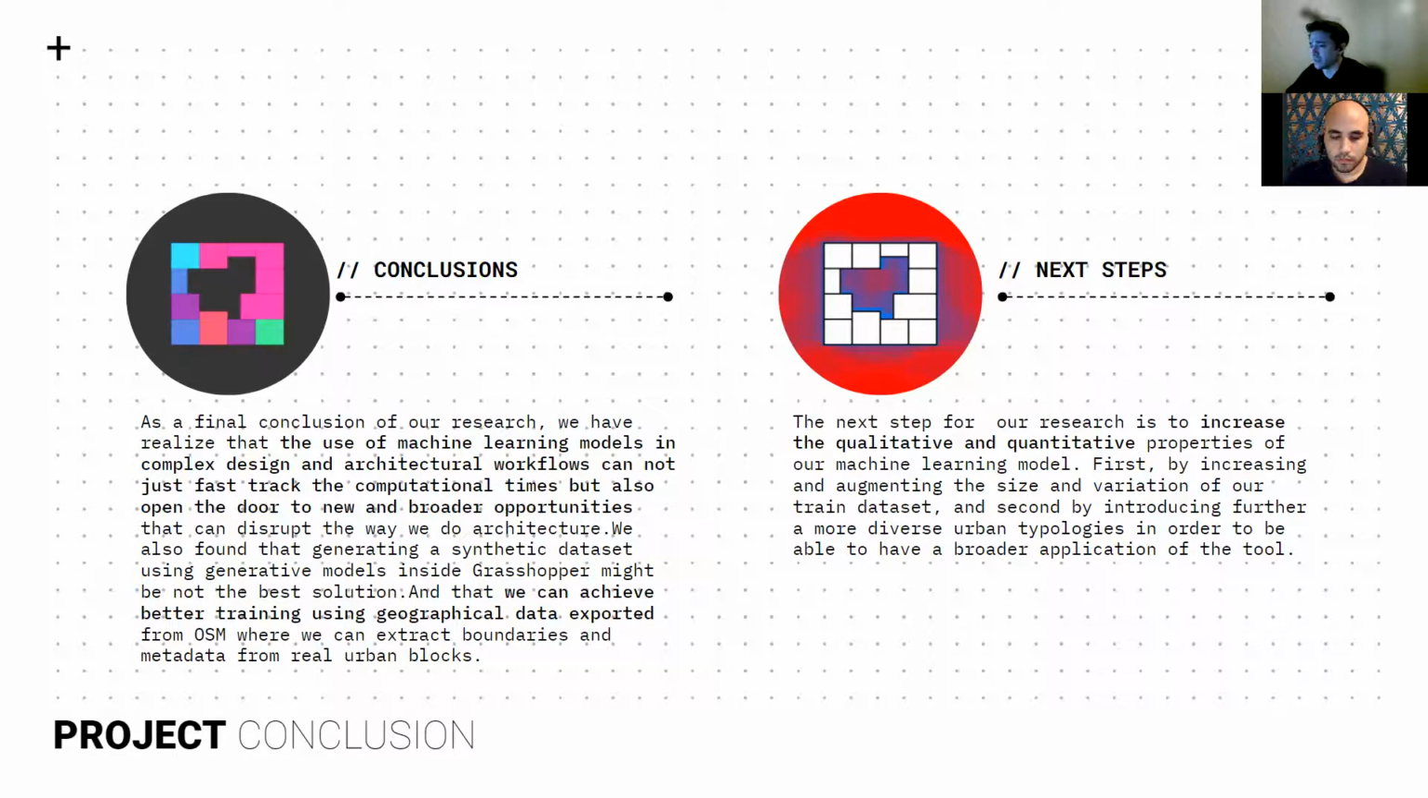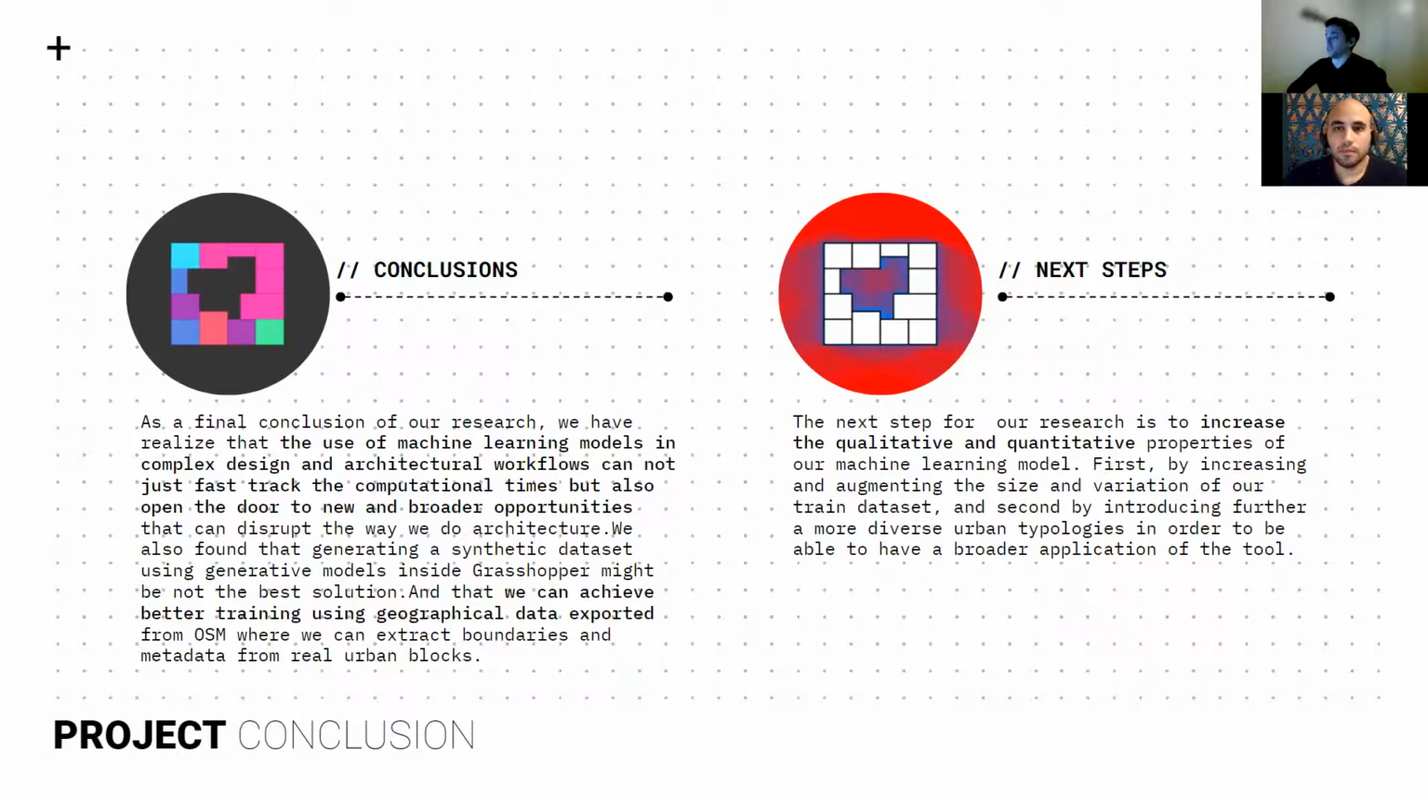So as an overall conclusion, we have realized that the use of machine learning on complex design and architectural processes can not just allow us to fast track the computational times, but also open the door to a completely new series of opportunities. Also, we have realized that the use of surrogate models can open the doors to great opportunities, but when it's possible, it's much better to train the model directly using geographical data exported directly from OpenStreetMaps, in this particular case.